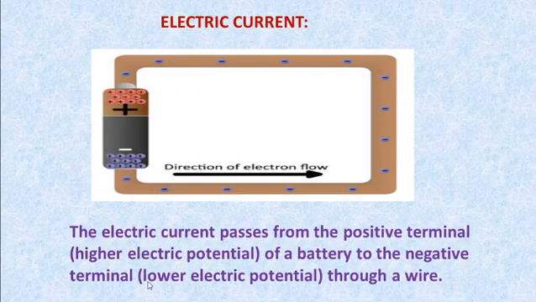Then here you see the diagram. So, electric current. HEP means higher electric potential, then LEP means lower electric potential. The electric current passes from the positive terminal. So this is the positive terminal. It is higher electric potential of a battery to the negative terminal, that is lower electric potential, through a wire. So the electrons here flow from higher potential to lower potential. Okay. So plus indicates HEP, higher electric potential, or negative, lower electric potential.